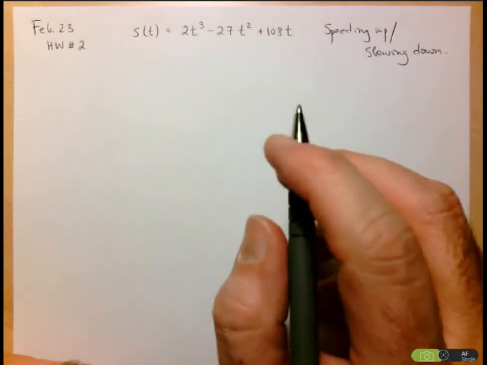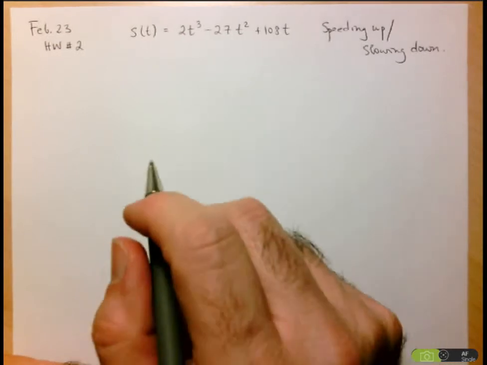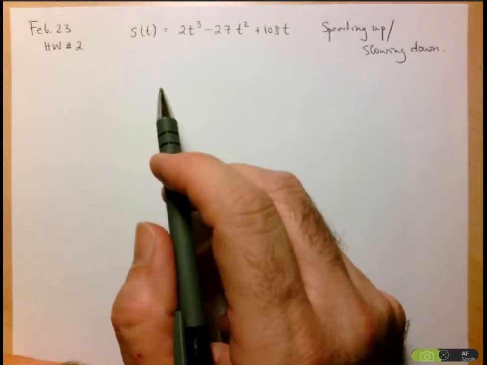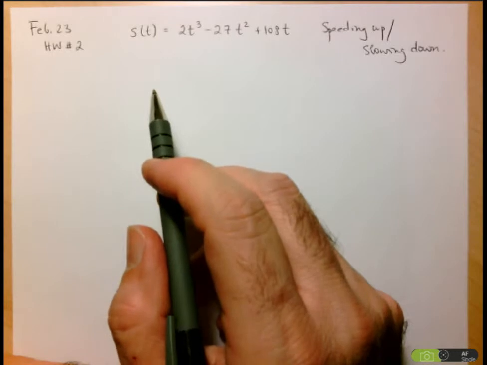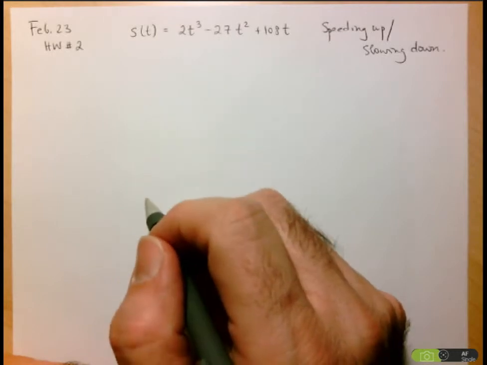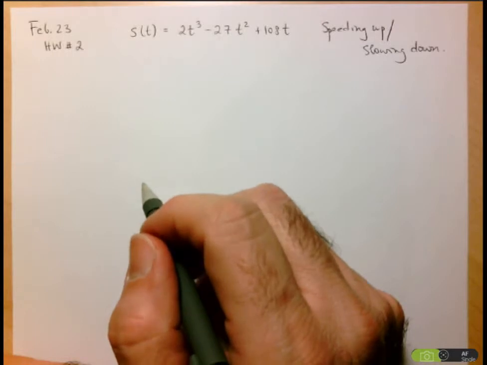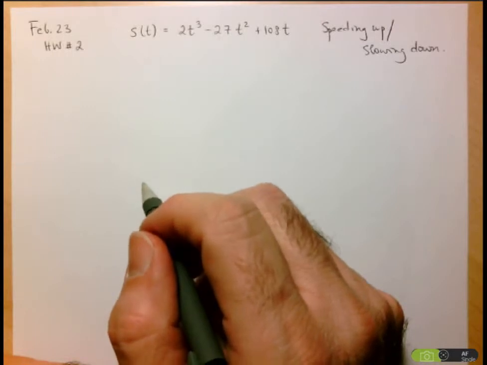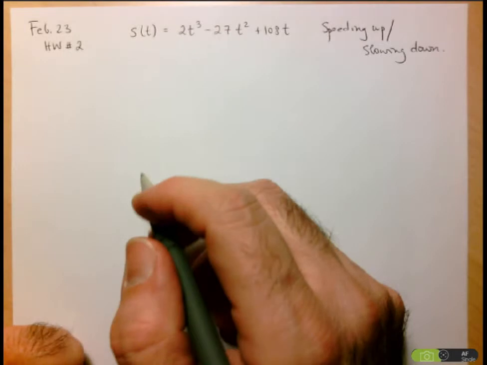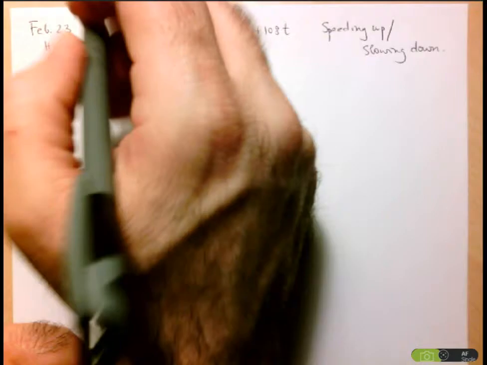Okay, so we saw that in order to determine when an object is speeding up and slowing down, we need to look at both the velocity and the acceleration. When the velocity and acceleration have the same sign, the object is speeding up, and when they have opposite signs, it's going to be slowing down. So the first thing we should do is calculate those velocities and accelerations.